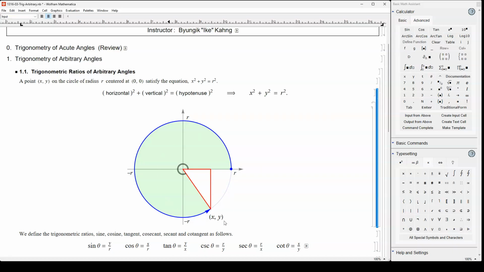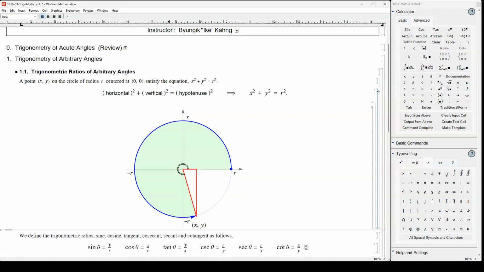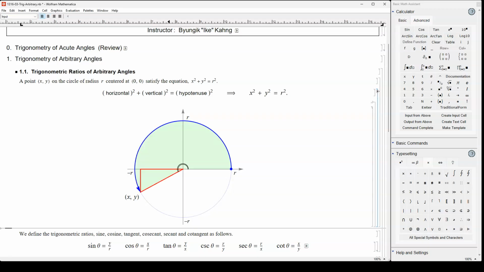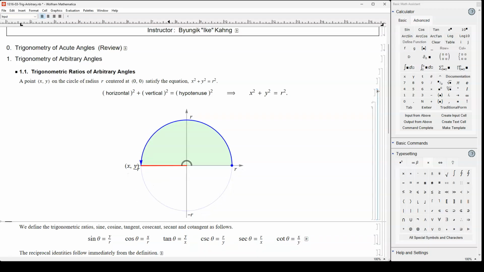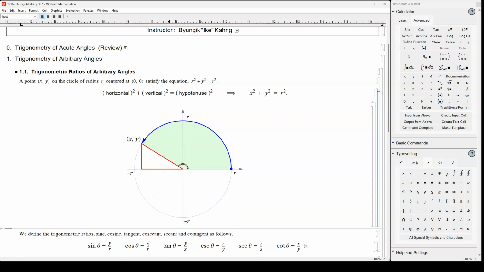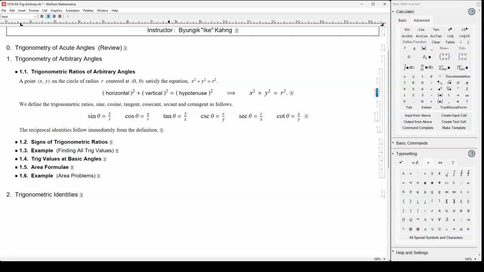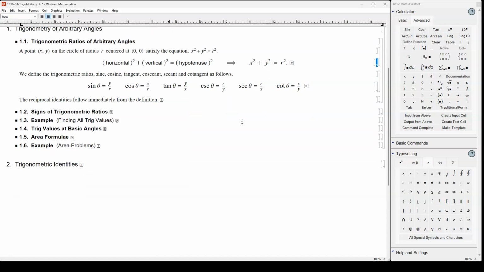And no matter where your terminal angle is, in this particular case, this terminal point is in the fourth quadrant. Previously, they used to be all over the place: second quadrant, fourth quadrant, third quadrant, fourth quadrant, whatever. No matter where the terminal point is, the trig ratios are defined exactly the same way.